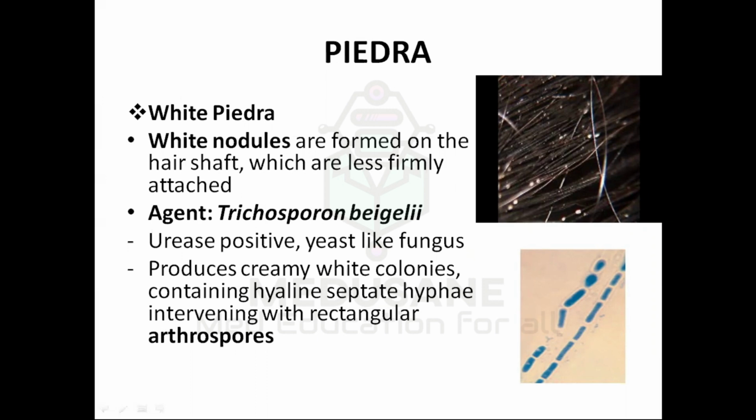In the hair shaft, it forms white color nodules which are less firmly attached, and it's mainly caused by the species called Trichosporon beigelii, and the urease is also positive for this organism. If you culture this organism, it produces white color colonies, and in a KOH mount we can see the hyaline septate hyphae with rectangular arthrospores. This is the exact picture of the white piedra.